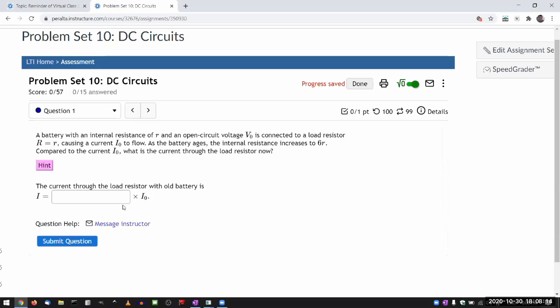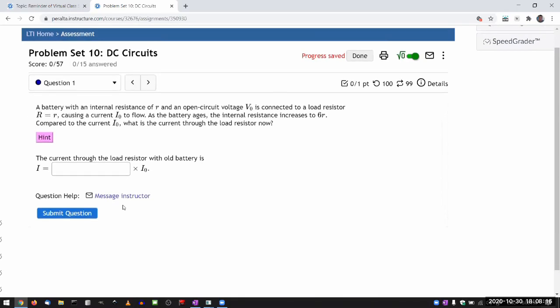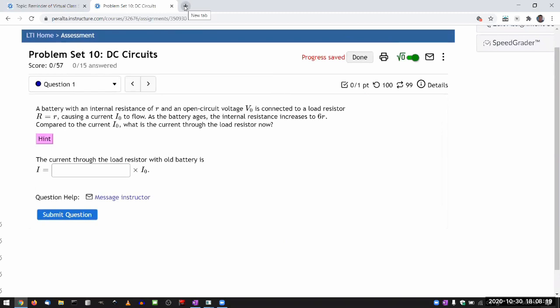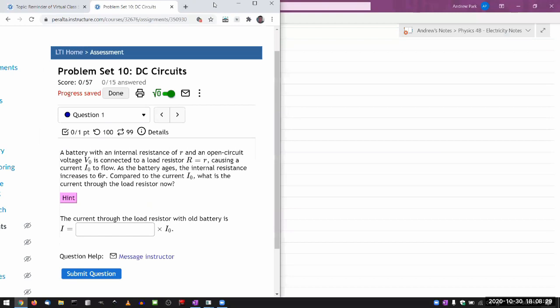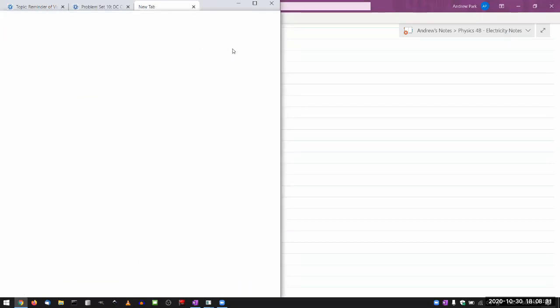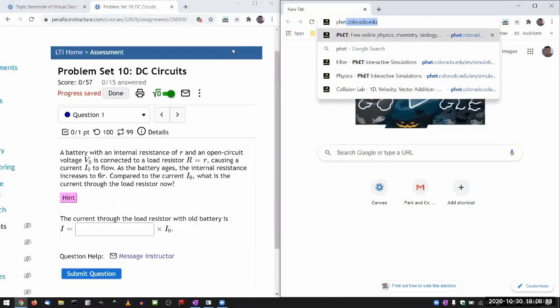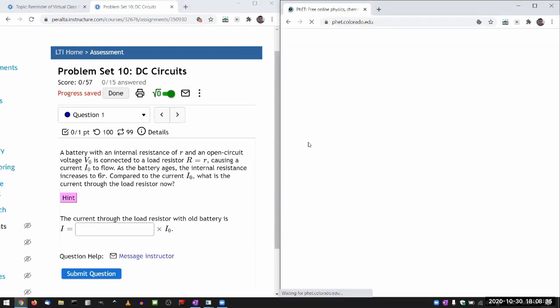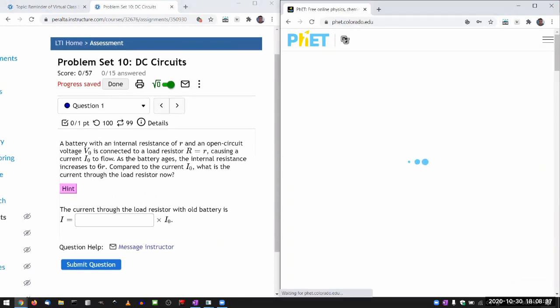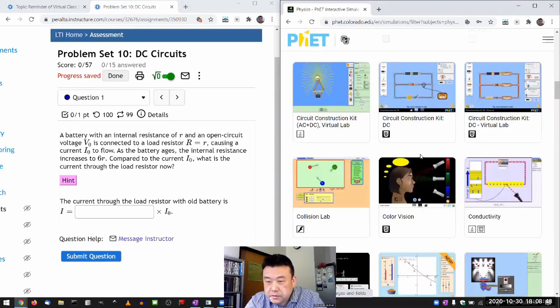Let me do this in simulation. I think this is a fun one to do in simulation, because the PhET simulation I was using before actually has a way to model internal resistance. So I'm not actually doing the problem the way it's meant to be answered, but let me do it in the PhET simulation, kind of what the problem is getting at.